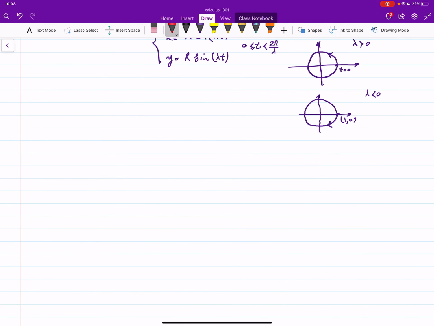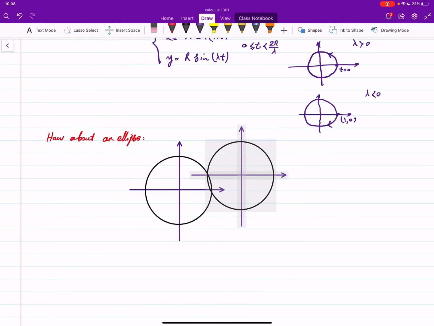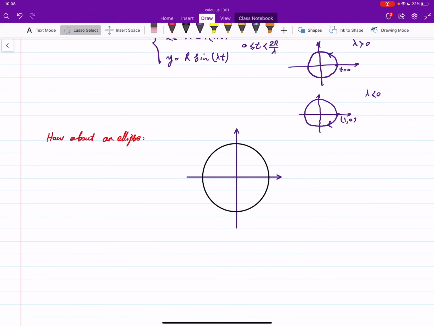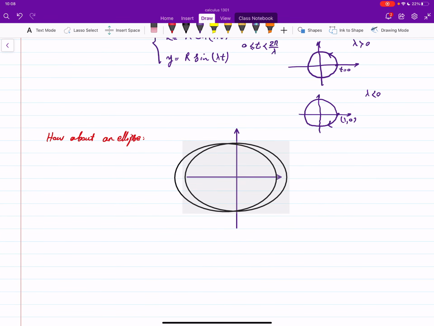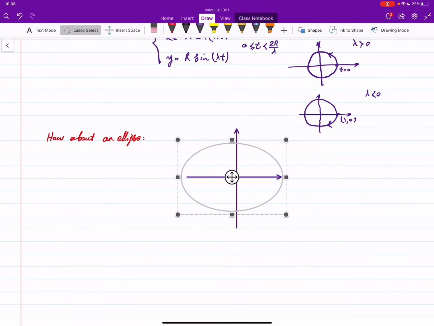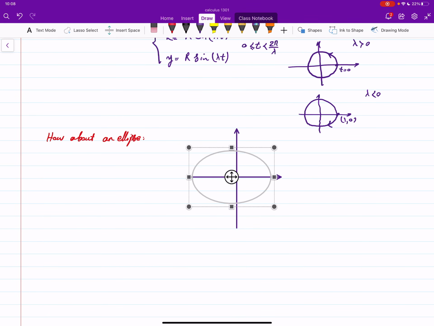How about an ellipse? Well, when you're working with an ellipse, you have to know the equation. What is the equation for this guy? This is the circle. Now I will choose the circle and make it like an ellipse. I'm making it a little bit smaller. Okay, this is nice.